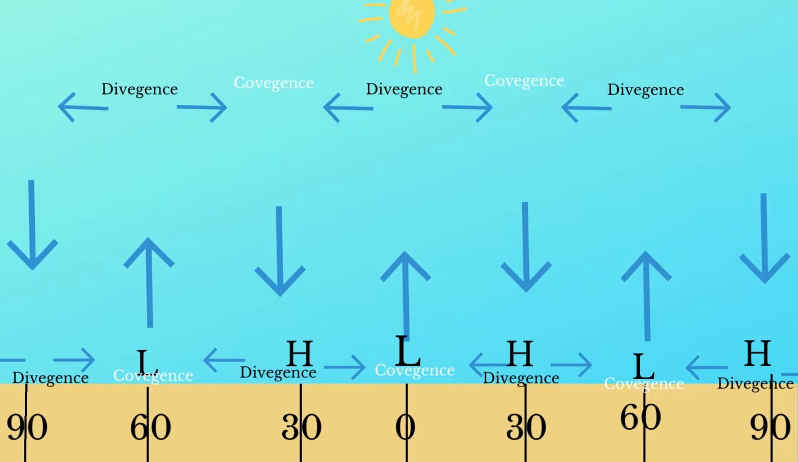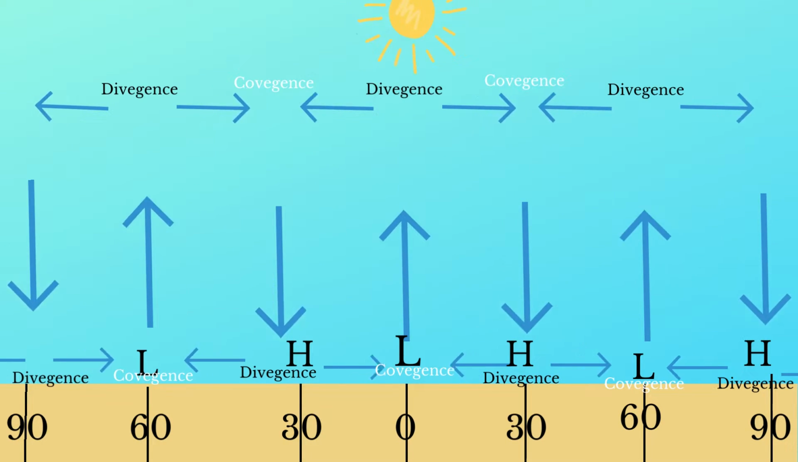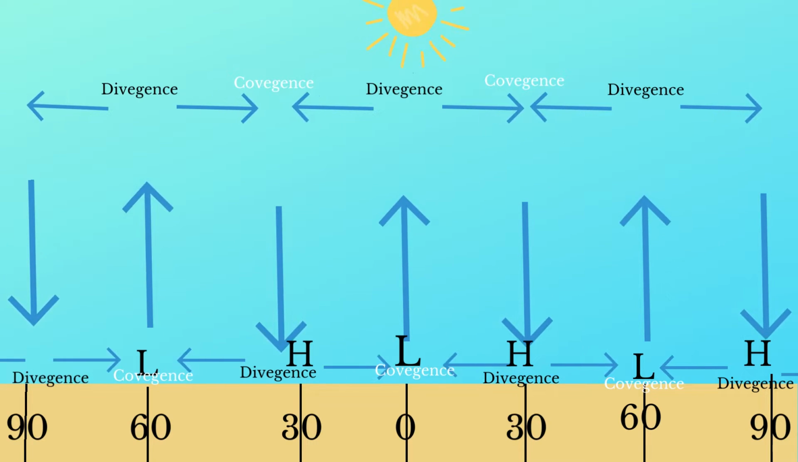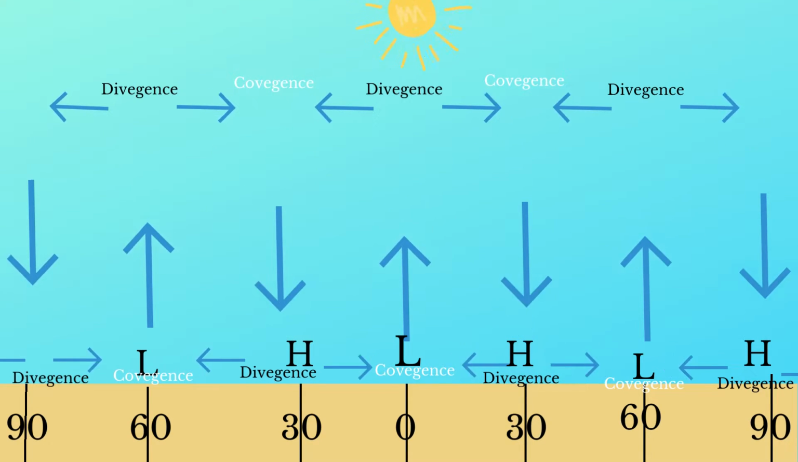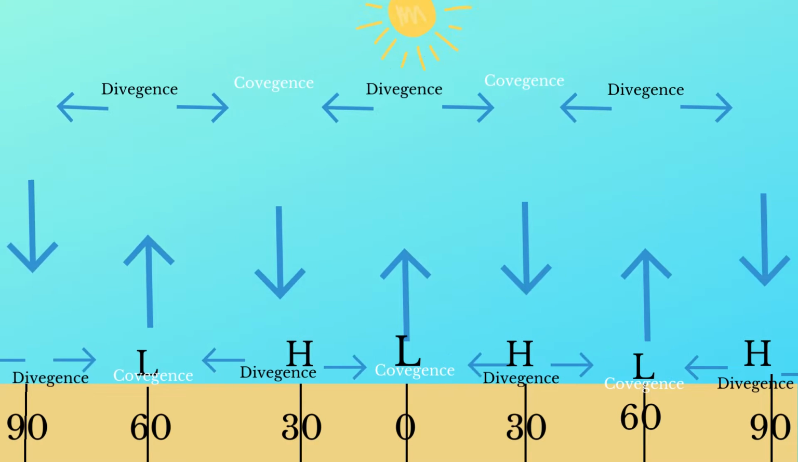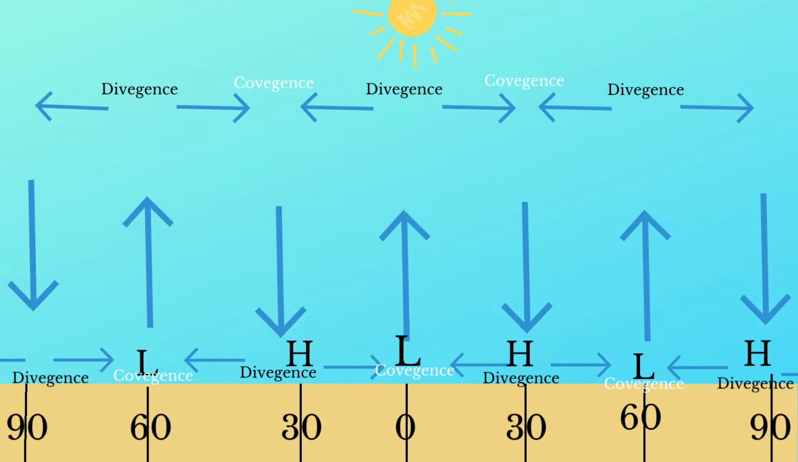So I want you to notice some patterns. For example, each time air converges at the surface, notice that it also diverges in the upper atmosphere. Similarly, when it diverges at the surface, it converges in the upper atmosphere.